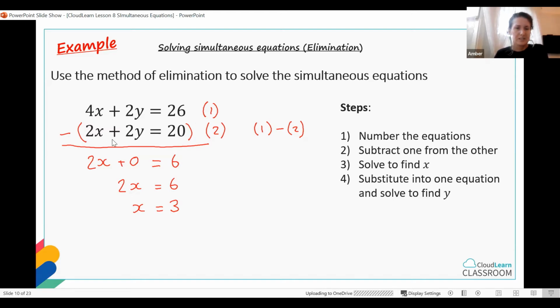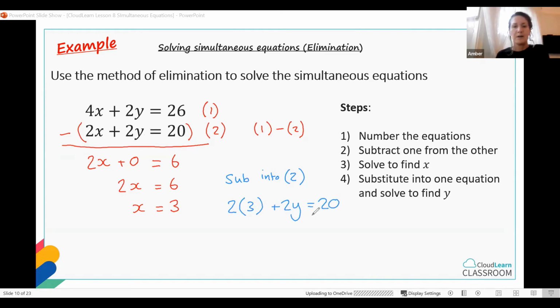Looking at these two equations, equation 2 looks very slightly simpler, easier to work with than equation 1. So I'm going to go with equation 2. I'm going to substitute into equation 2 there. So now I know that x is 3. I've got 2 times 3, 2x, plus 2y is equal to 20.